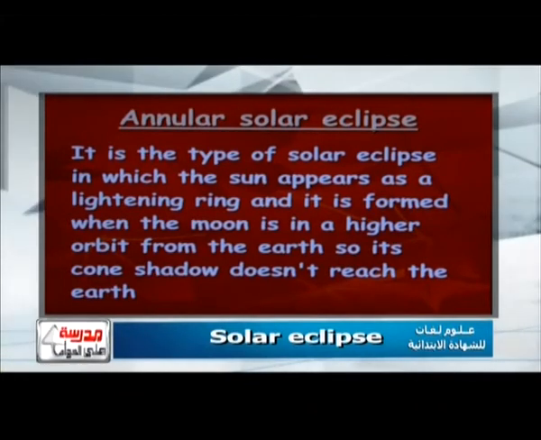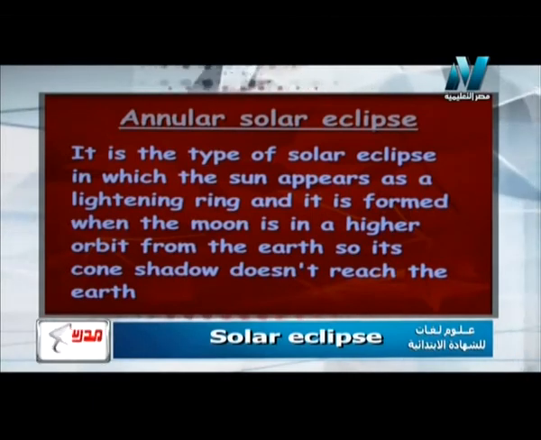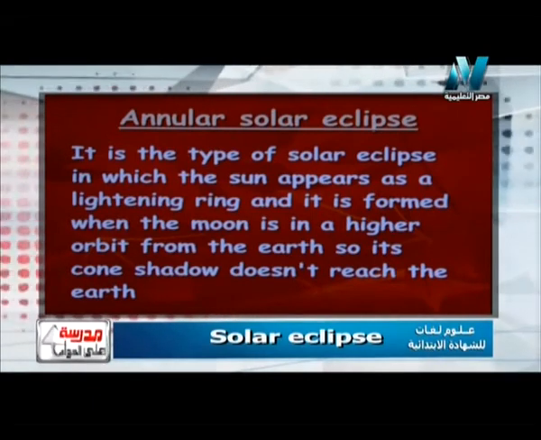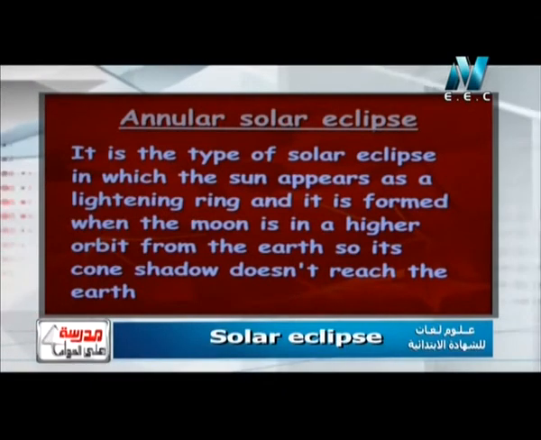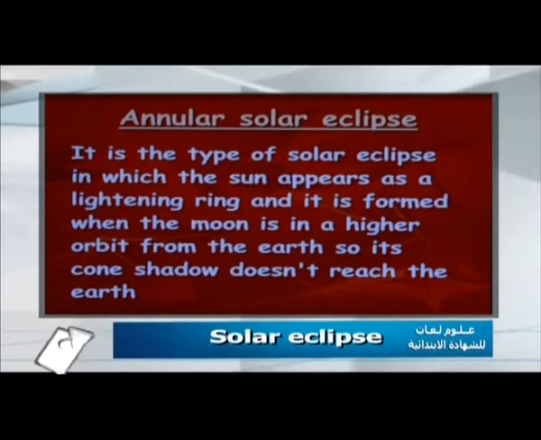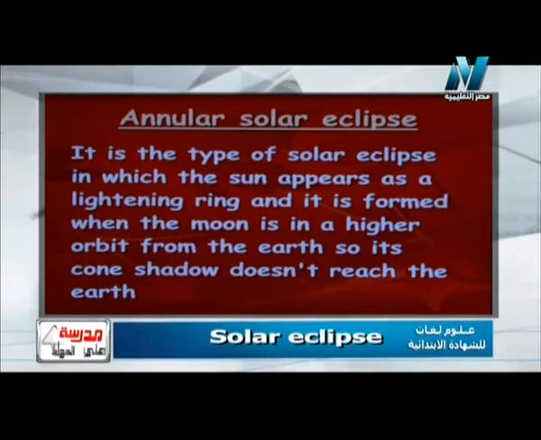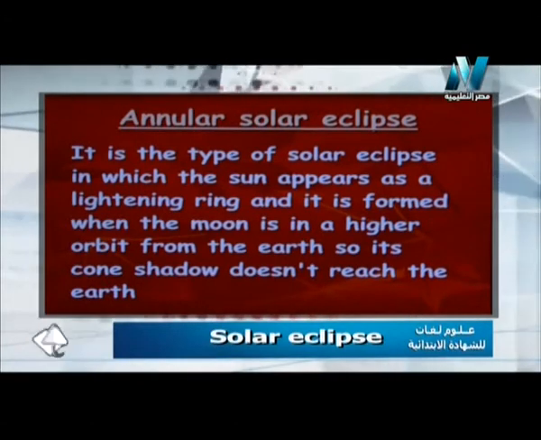And it's formed when the moon is in a higher orbit from the earth, so its cone shadow doesn't reach the earth. The shadow is not supposed to reach the earth, but there is an extension that we call antumbra. So it happens in the antumbra area.